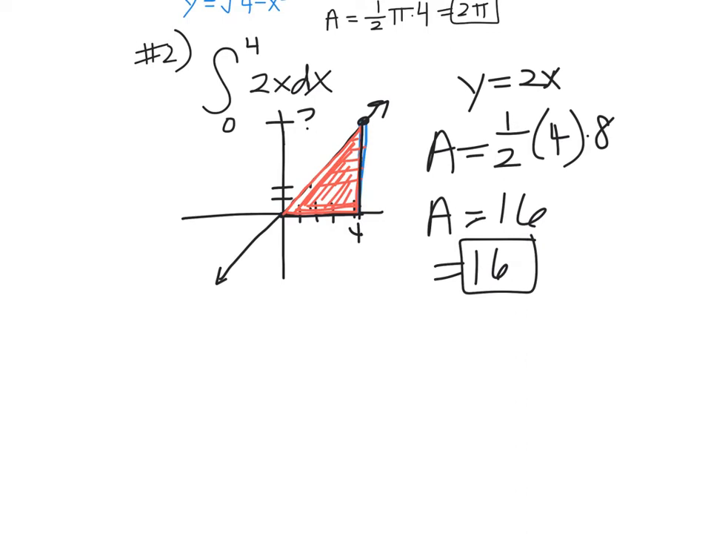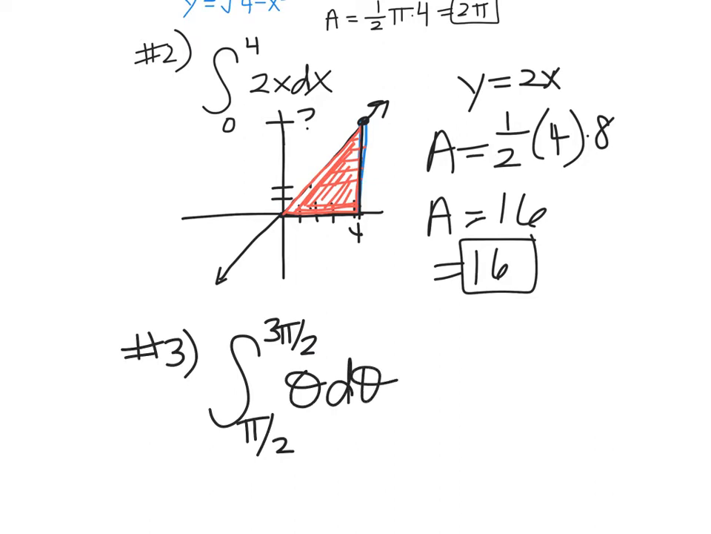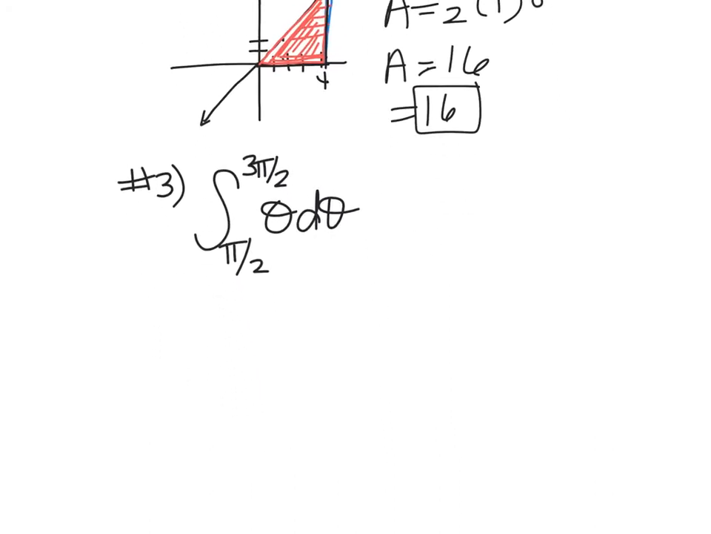Okay, let's do number 3. Here we go. We're going to integrate from pi over 2 to 3 pi over 2 for theta d theta. All of that is there just to mess with you, okay? Basically, you could change everything to x's if you wanted to. But usually when we use radians like pi over 2, 3 pi over 2, they use theta.